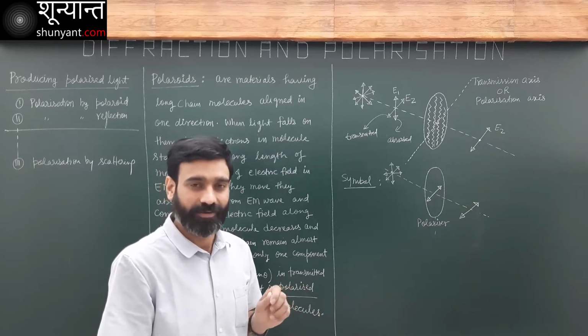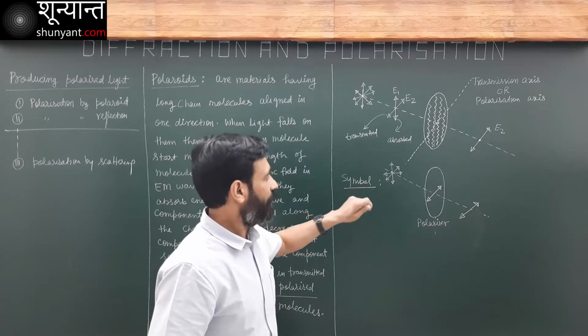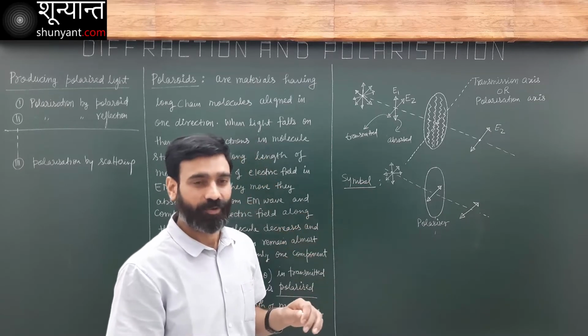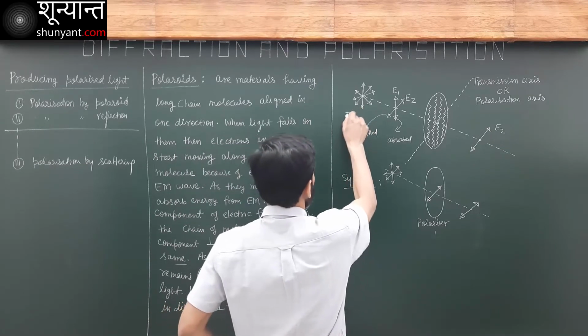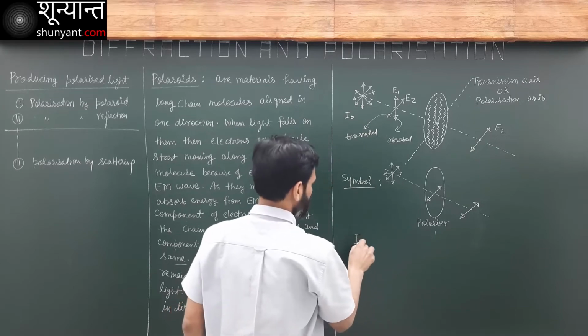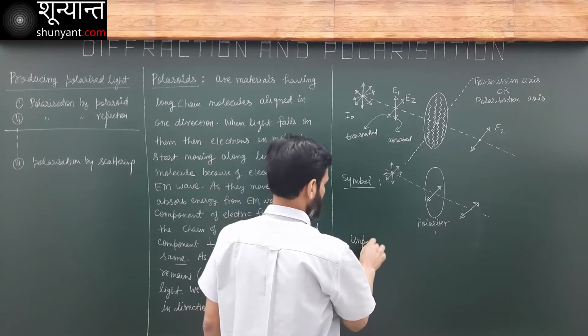Okay? You understand this? Now, what will be the effect on intensity? Because one component is getting absorbed. So let's say that the intensity here is I naught, unpolarized light.